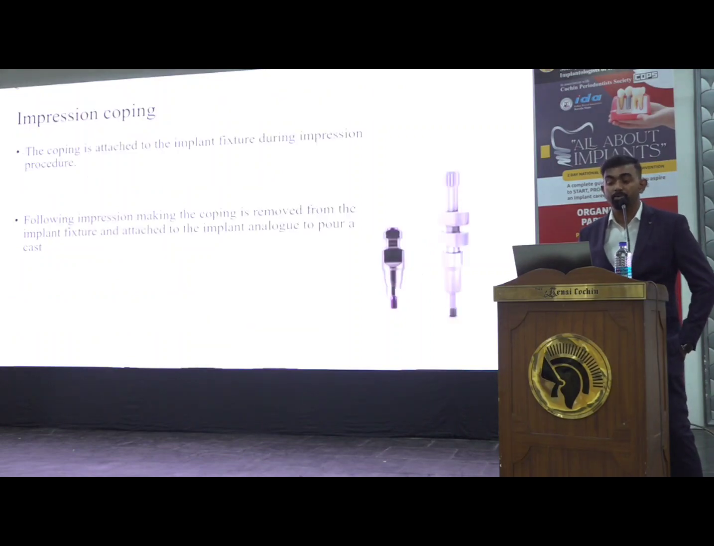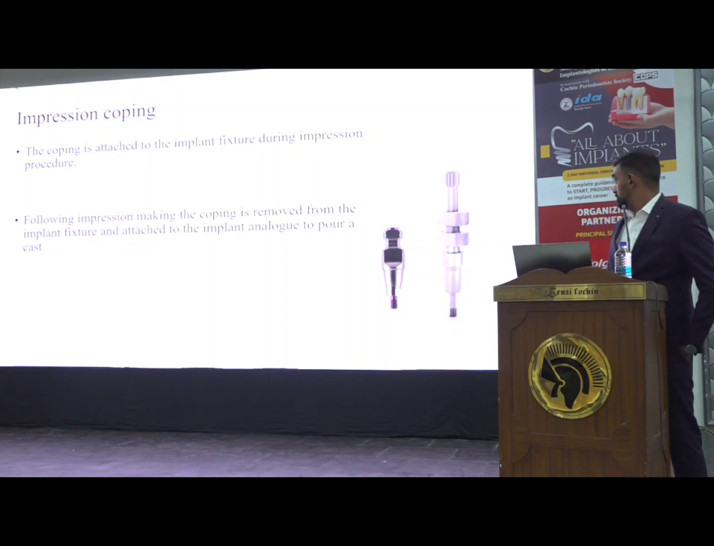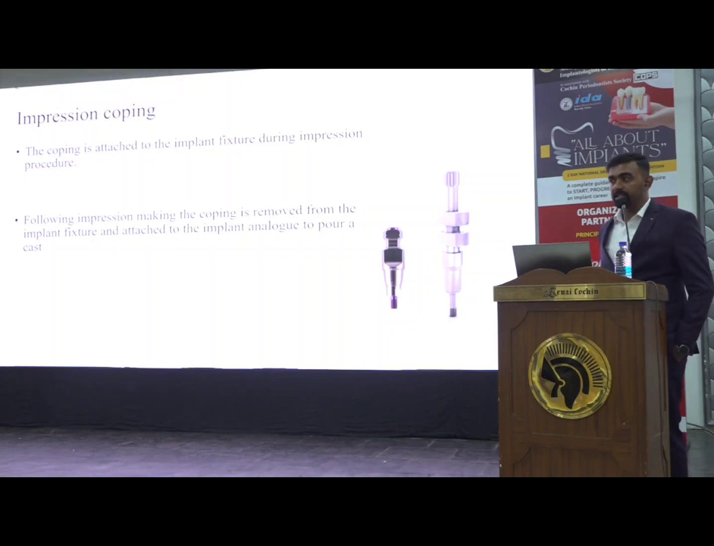First one is impression coping. Impression copings are attached to the implant fixture during the impression procedure. Following the impression making, the coping should be removed from the patient's mouth. Impression copings are basically 2 types: open tray impression coping and closed tray impression coping. The long ones are open tray impression copings, and the short ones are closed tray impression copings. In closed tray impression copings, one side is flat, and the rest of the surface is rounded.